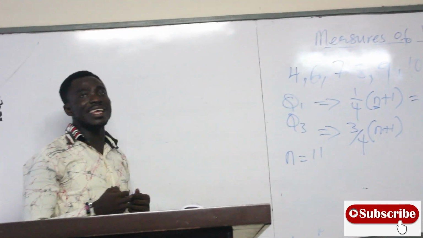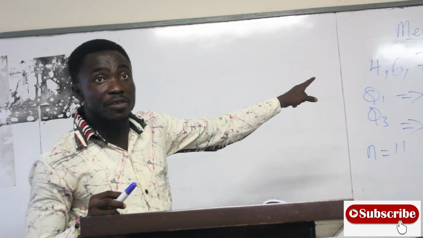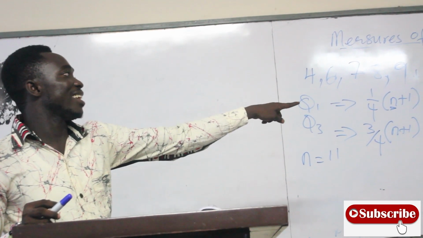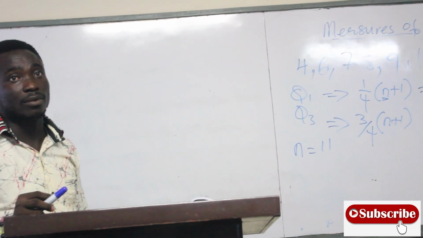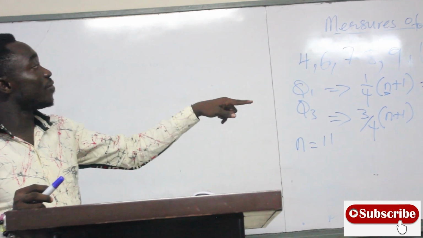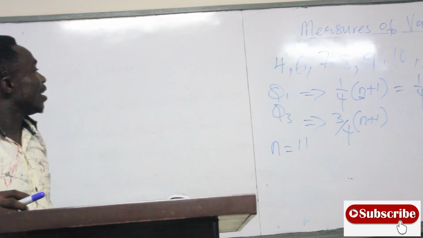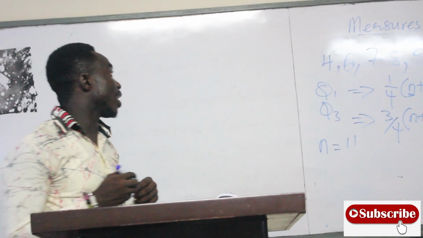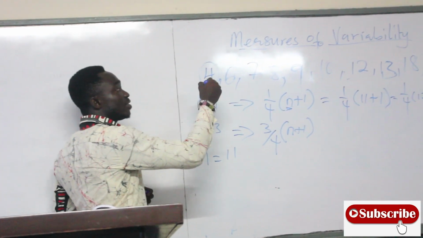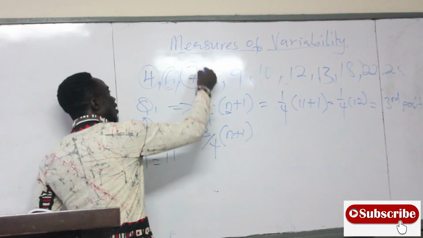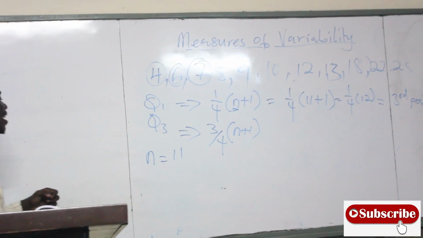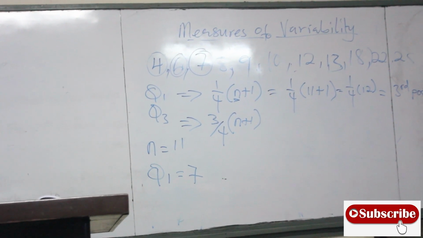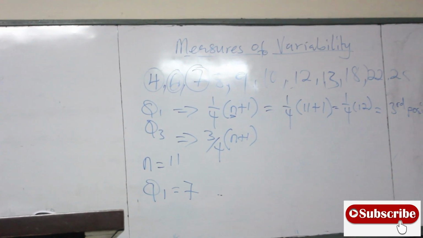Now, it means that the third position on our observation is telling us that that is the first quartile. So it means that this number is the first position, second position, and 7 is on our third position. That is saying that Q1 is equal to what? 7. Are we good?